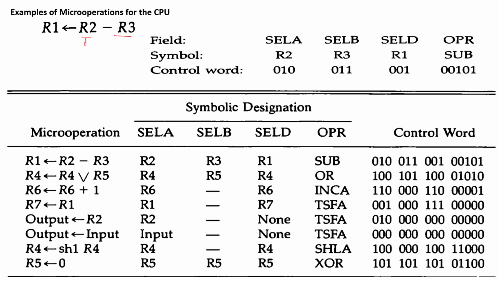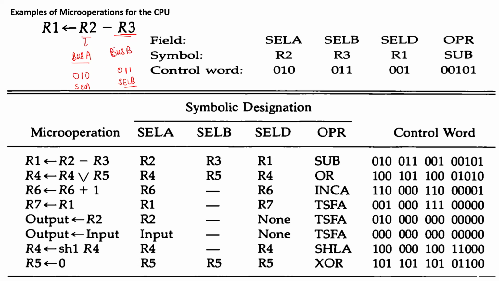This R2 we have to obtain from bus A, and this R3 we have to obtain from bus B. According to this, what should be the selection line of the multiplexer which is connected to bus A? Here you are seeing that it is the register R2, so it will be 010. This is R3, so it will be 011. So this is the selection. If you see in the diagram, this is selection B, this is selection A.